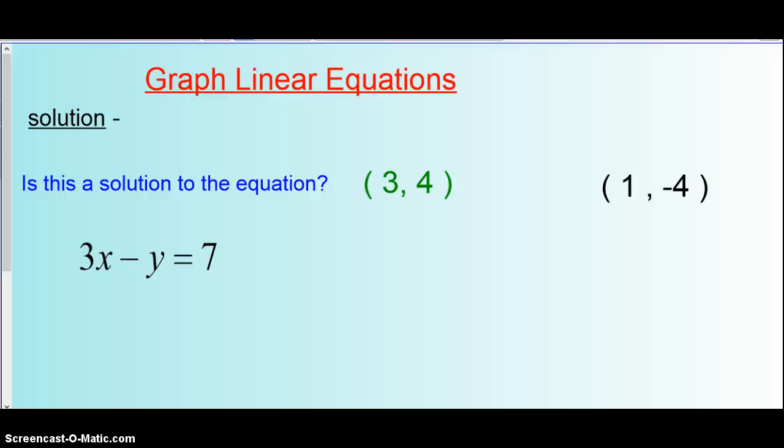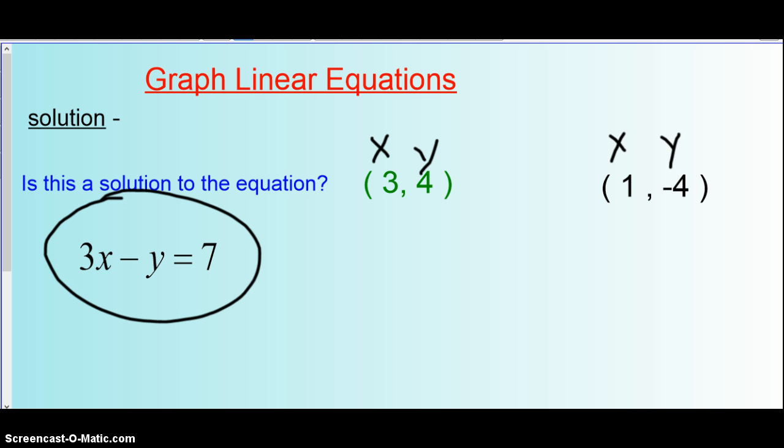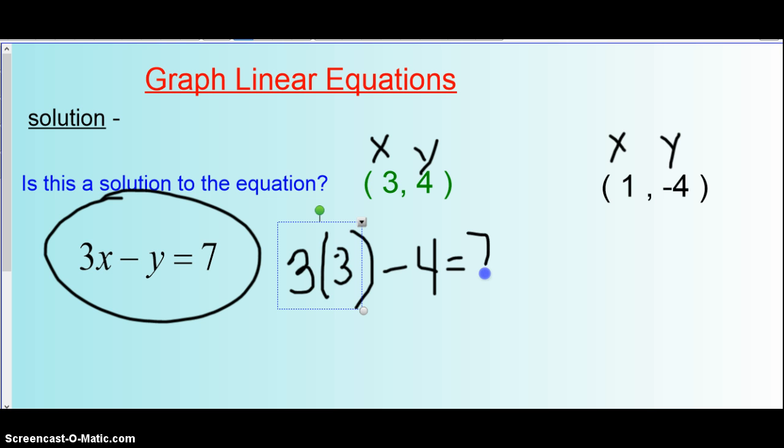Graphing linear equations, is this a solution to the equation? So you're going to have some problems on your assignment where you need to substitute in. This is x, this is y, this is x, this is y, and here's the equation. Is it a solution? Well, to figure out if it is a true solution, you need to substitute in your x and y points. So substituting in the 3 where the x is located, substituting the y where the y is located. Does this make a true statement?